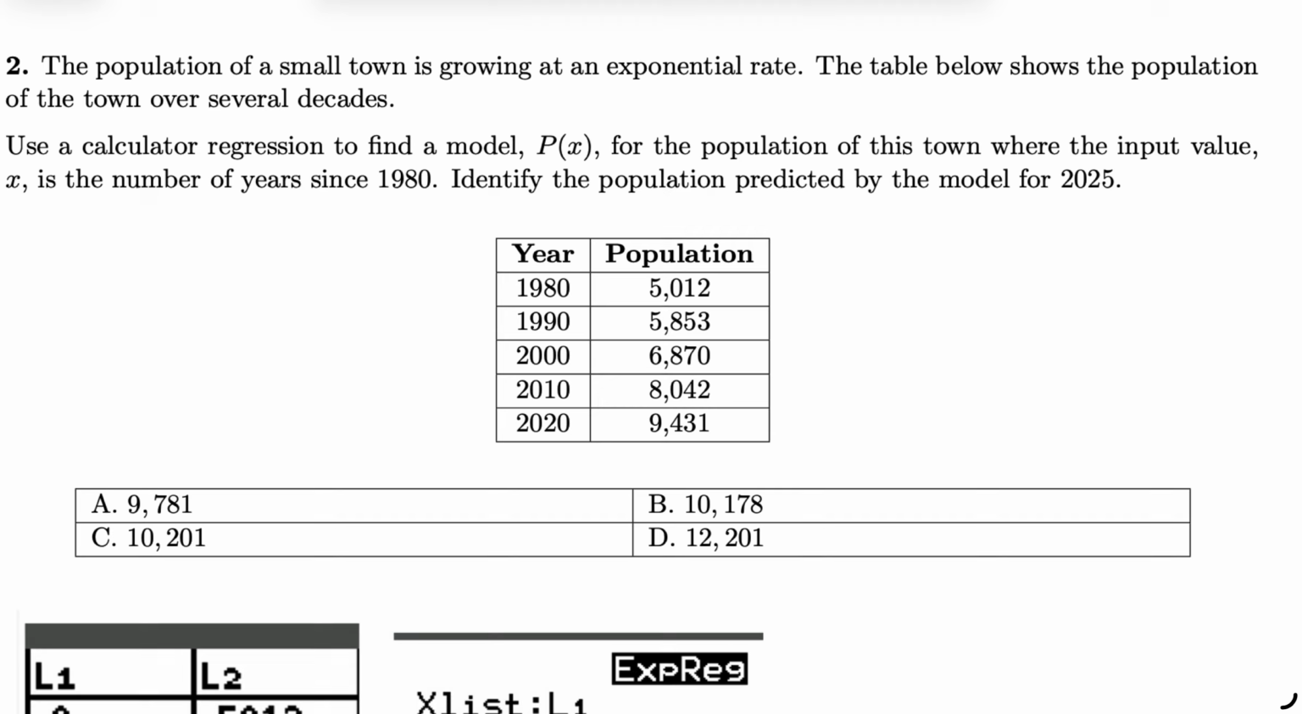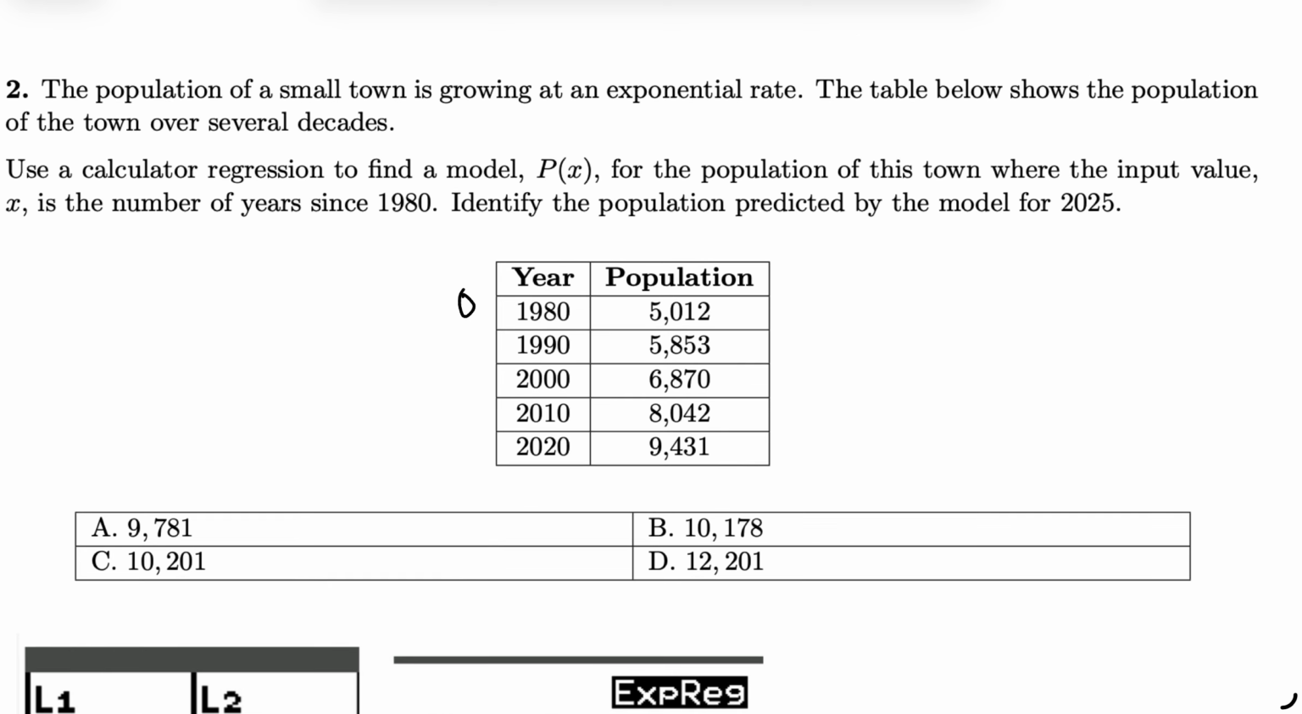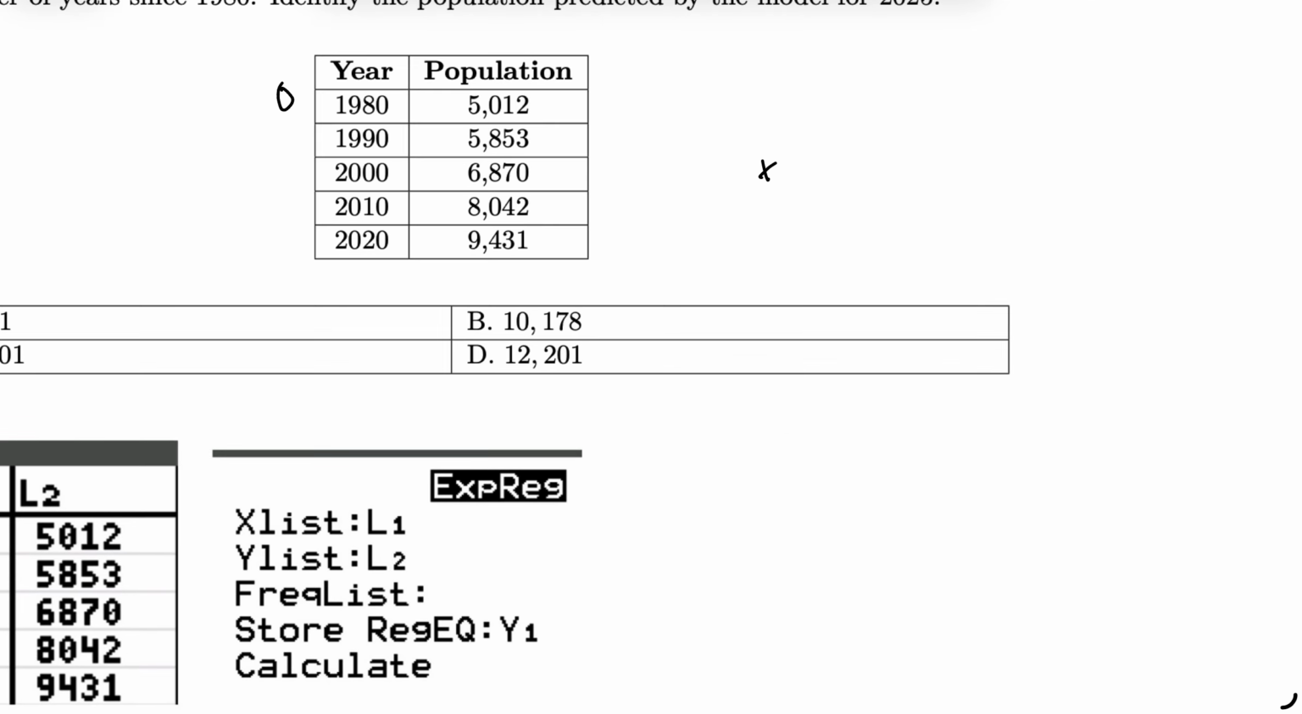So what we need is to enter this data into lists in our calculator with 0 representing 1980. So we're going to use an exponential regression to determine the model and store it directly into a y variable for accuracy. Then we're going to use the prediction for 2025 using the table at x is equal to 2025 minus 1980, which is equal to 45.